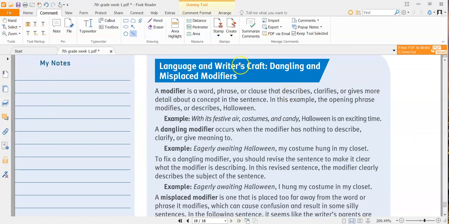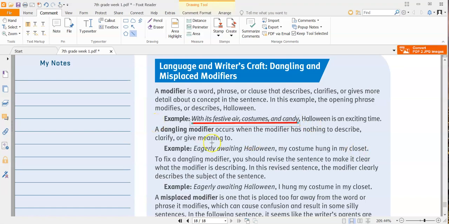We're going on to the part that says language and writer's craft, dangling and misplaced modifiers, okay? So a modifier is a word, phrase, or clause that describes, clarifies, or gives more detail about a concept in the sentence. In this example, the opening phrase modifies or describes Halloween. With its festive air, costumes, and candy, Halloween is an exciting time. So this line right here, with its festive air, costumes, and candy, all describes Halloween, okay?